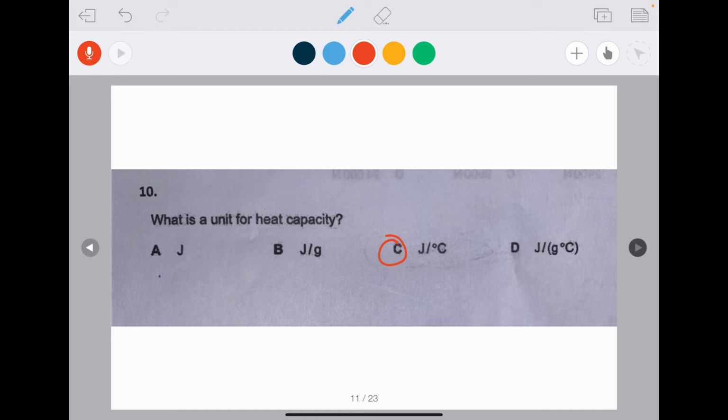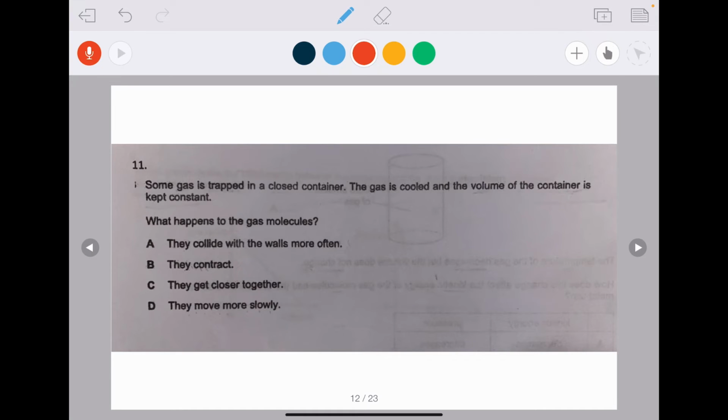Question 11. Some gas is trapped in a closed container. The gas is cooled and the volume of the container is kept constant. What happens to the gas molecules? If the gas is cooled, that means the kinetic energy is less, so they will obviously slow down. They won't collide more often because they have less energy. They won't contract, and they will move slower because there's less kinetic energy.